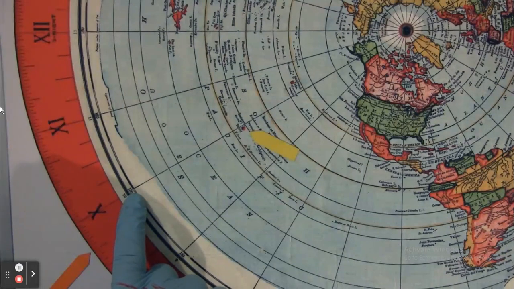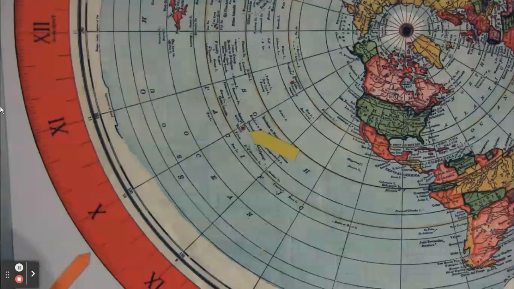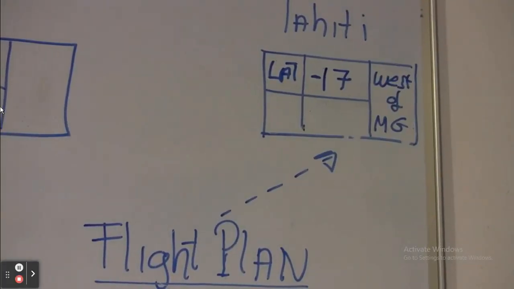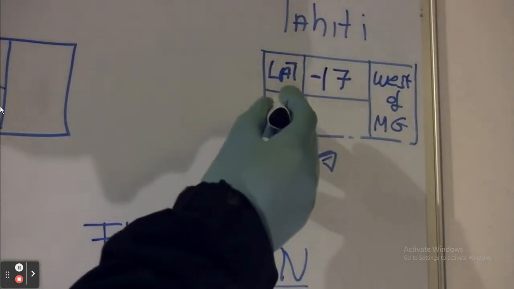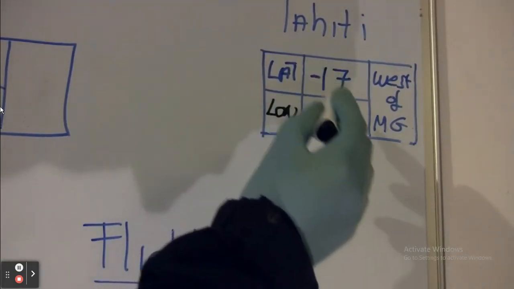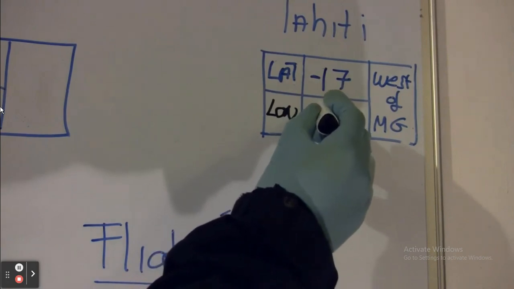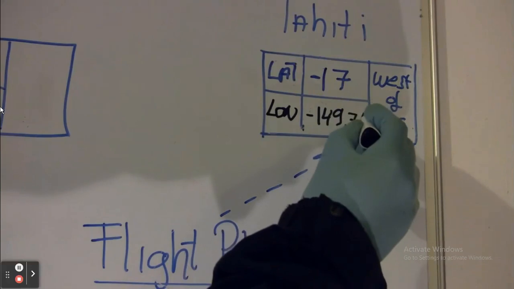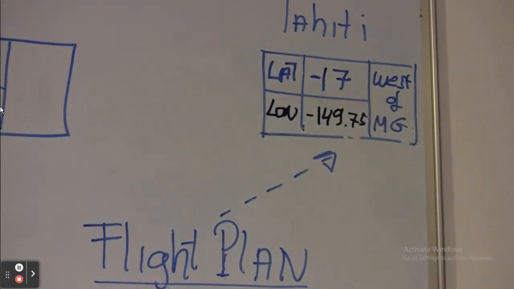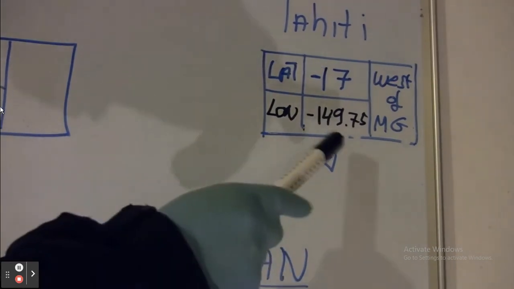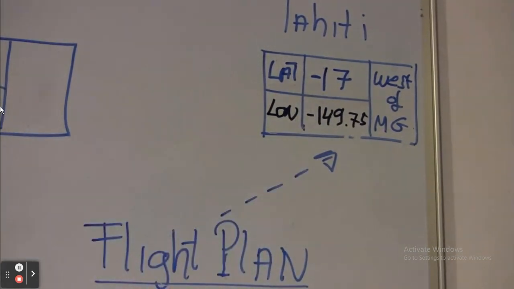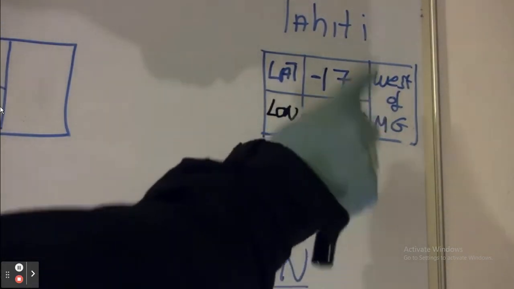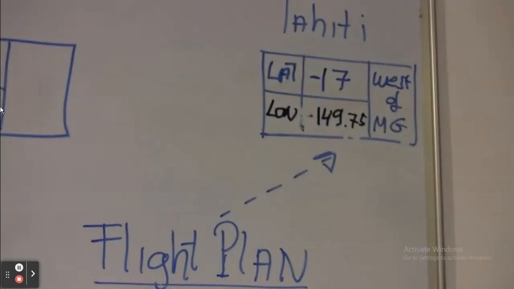That's 149.75. That's longitude minus 149.75 west of meridian of Greenwich. That's why it's a negative number. But I can even say it's west of meridian of Greenwich.